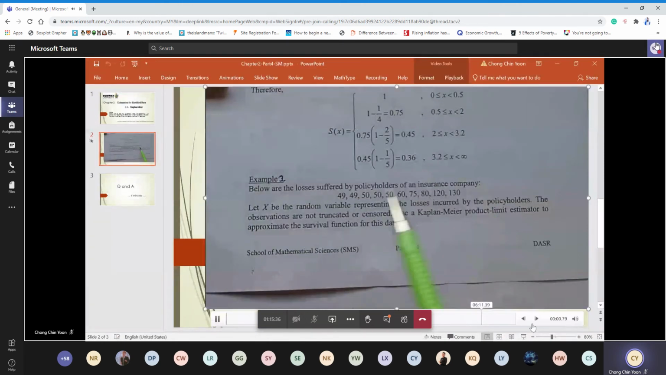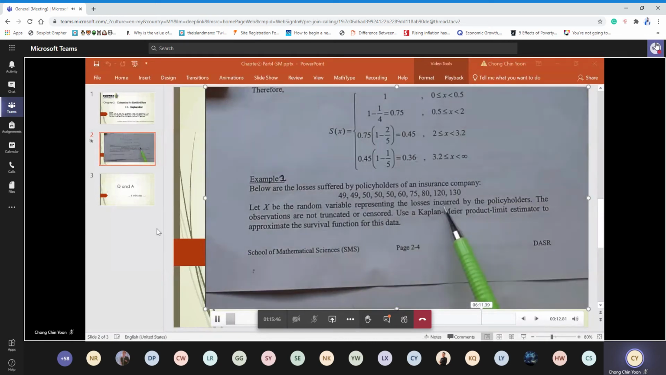Example 2. Below are the losses suffered by policyholders of an insurance company given this data. Let X be the random variable representing the losses incurred by the policyholders. The observations are not truncated or censored. That means we don't have truncated or censored values. Use a Kaplan-Meier product limit to estimate the survival function for this data approximately.